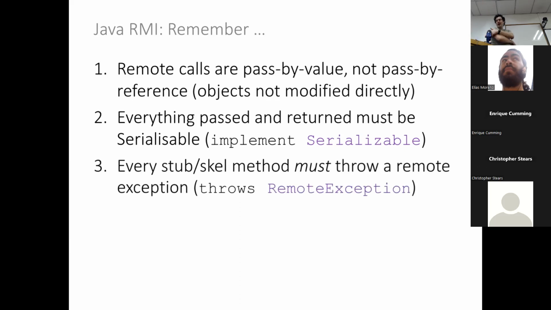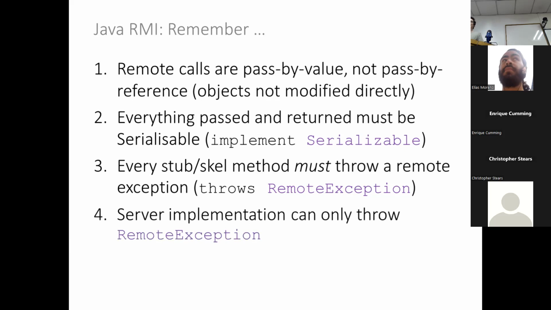Every stub and skeleton method must throw a remote exception. Like we saw before, we can never entirely rely on the network. So in the case of a network exception, we need this remote exception for that. And also, if there is a server problem, it can use the remote exception to explain what that problem is.